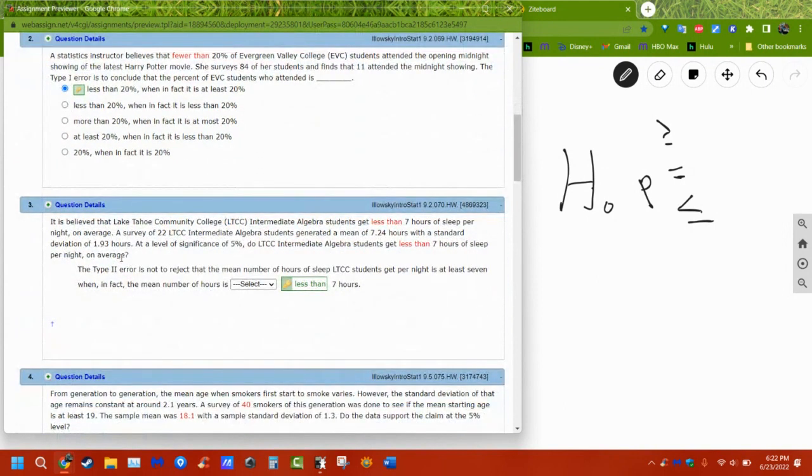And type two. I'm assuming this is all going to be the same question because they have at least here. So we're going to have less than. So this is the opposite. We fail to reject when we should have. So that's what a type two error is.